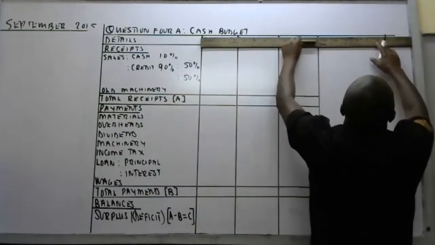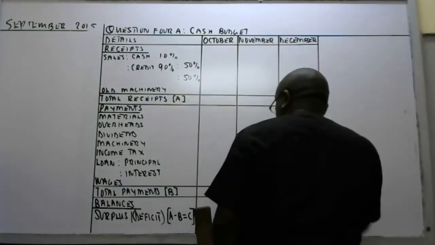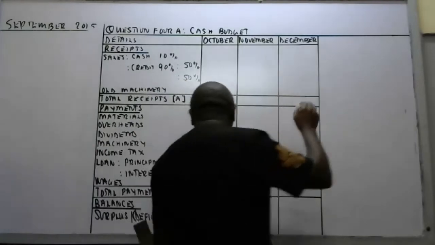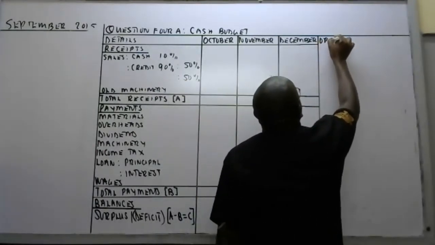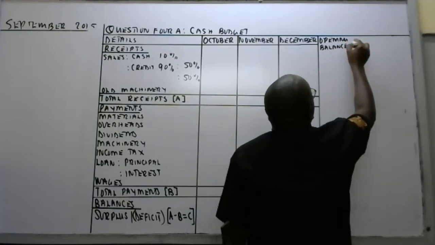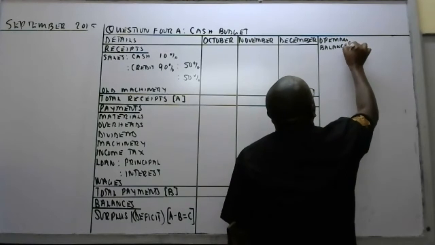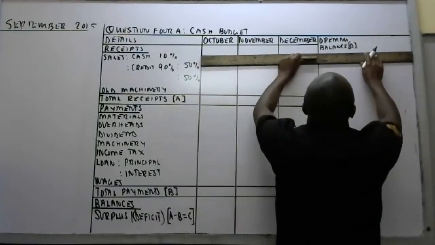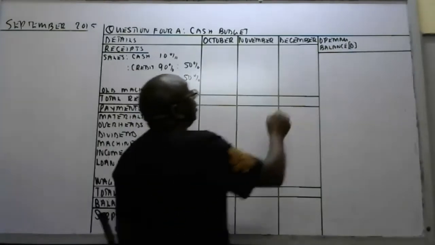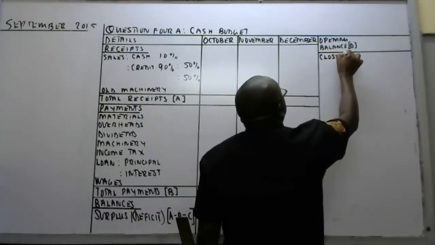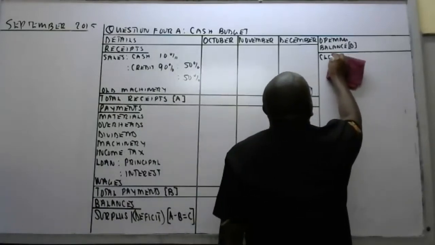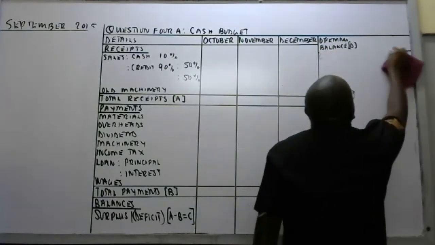Then, in the space down there, we should bring in the opening balance. And this opening balance, we will call it D. Now we will close there. We are not yet closing the balance; we continue.